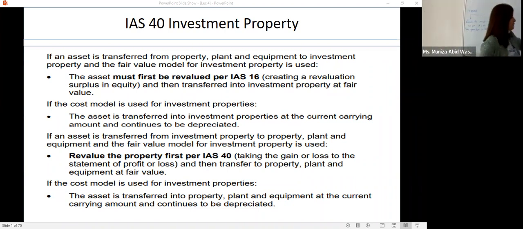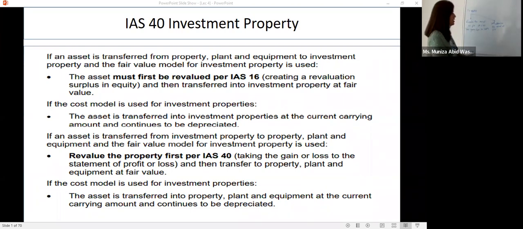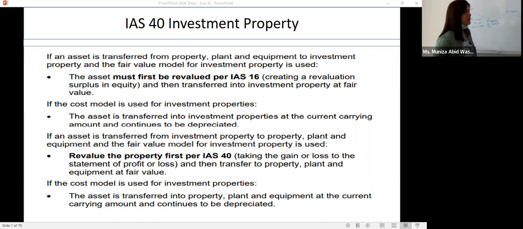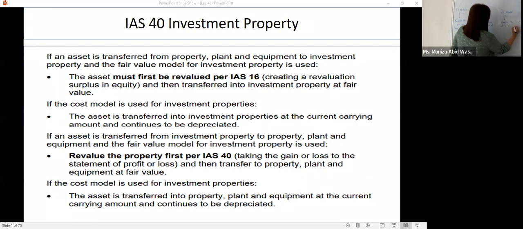But what is the other case? If the cost model is used for the investment properties, what are we going to do? If, for example, under IAS 40 we had been using the cost model, then a very simple adjustment we have to do, that is the same as we did over there. The asset is transferred into property, plant and equipment at its current carrying amount and continues to be depreciated. So in that case, we are going to transfer the asset at its current carrying value and it continues to be depreciated.